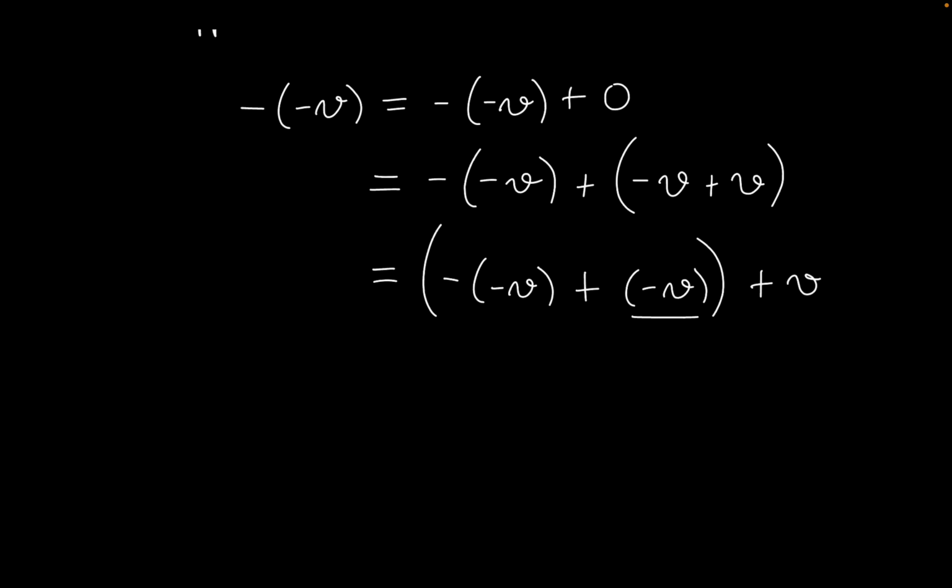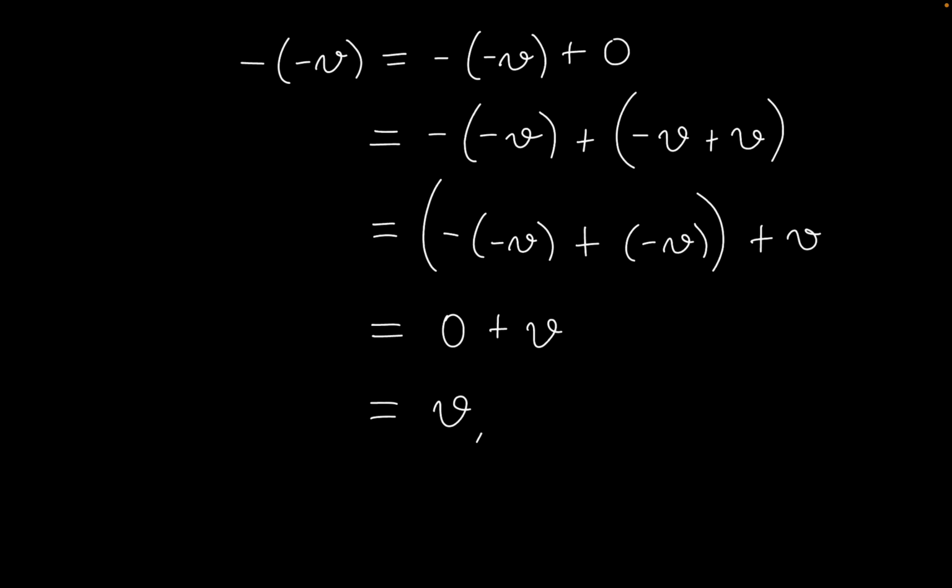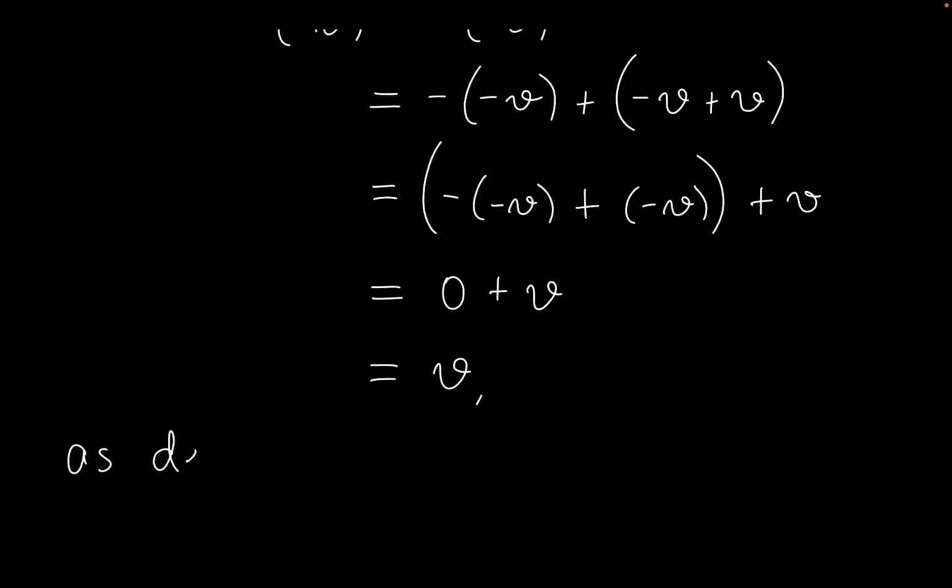Now if you notice, negative of negative V is clearly the additive inverse of negative V. So a vector added with its additive inverse is obviously going to be 0. So this becomes 0 plus V. And you can see where this is going. This becomes V, which is exactly what is desired. So we have proved this. There we go.